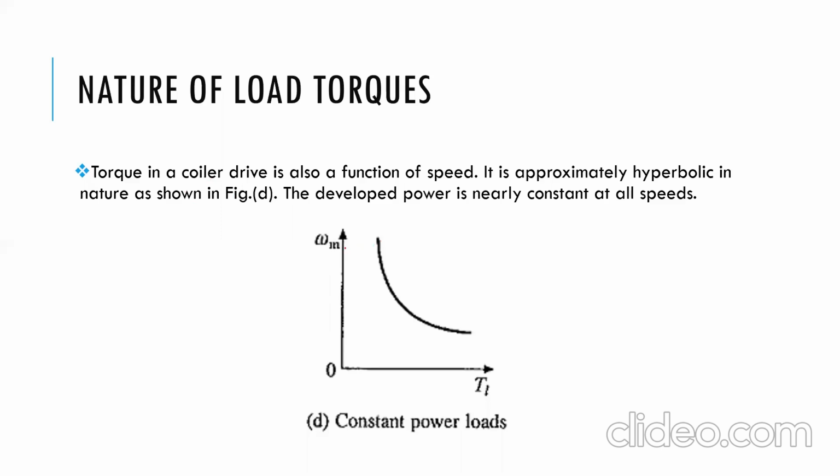Okay, when it is not loaded, it is running at a very high speed. And when it is loaded, which means it is doing some work, then the speed will decrease. Okay, the coiler drive has this type of characteristic.